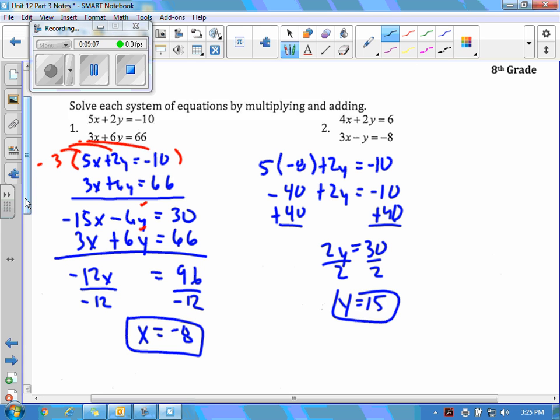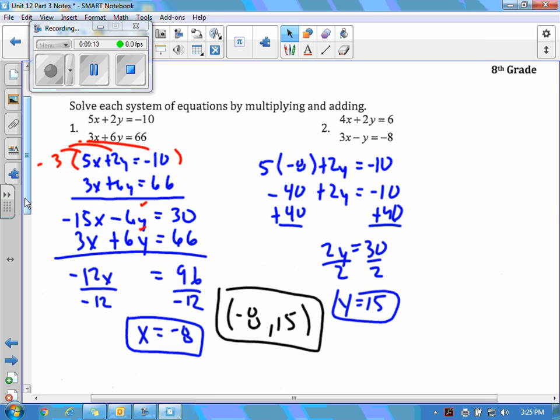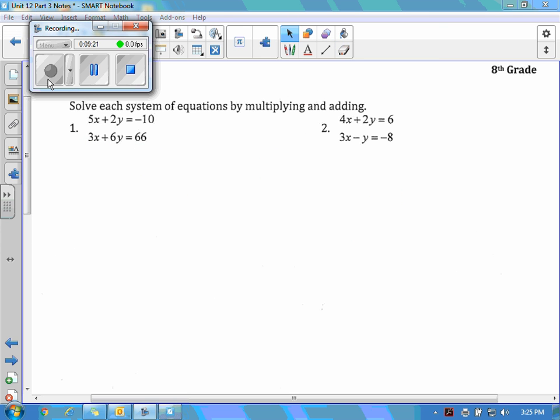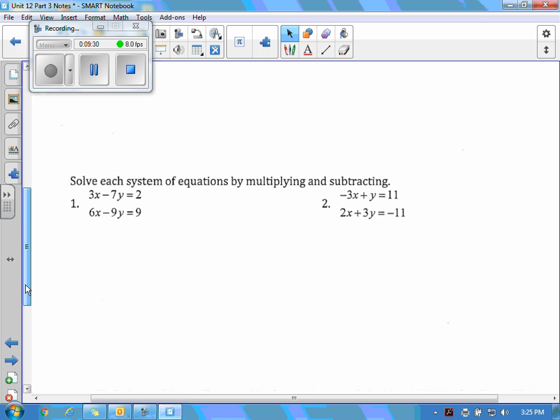Again, my answer is an ordered pair. So I have negative 8, 15, that's my answer. Alright, go ahead and get this written down because I'm going to erase it. Okay. Number 2, I'll leave for you guys to try. Remember, you want your coefficients to either be the same on the x or the y, and you're going to have to multiply to do that.